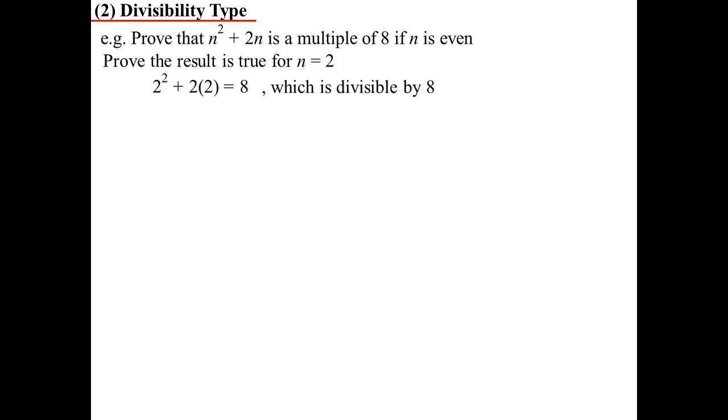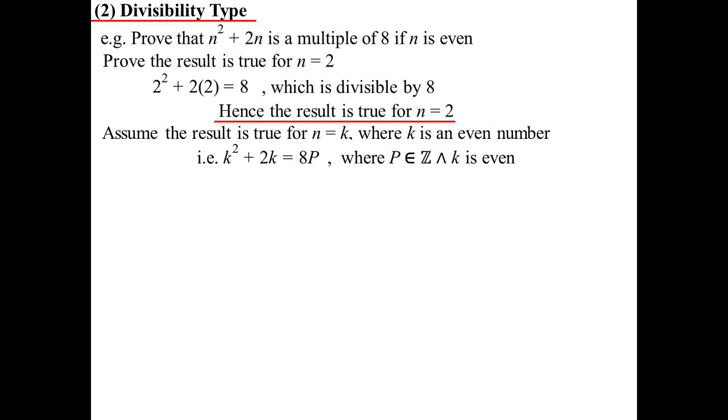Okay. Divisibility type. Prove that n squared plus 2n is a multiple of 8 if n is even. So again, this is a bit different to the extension 1. Extension 1, they're always just nice positive integers. Here we're saying, n is going to be an even number. So the first case will now be n equals 2. That's the first even number. 2 squared plus 2 times 2 is 8. And that is obviously divisible by 8. So yep, works for the first even number.